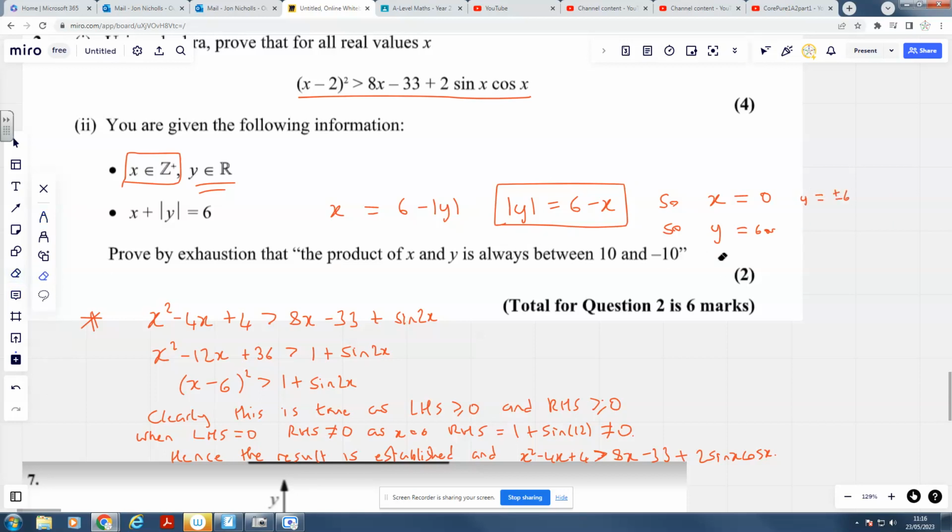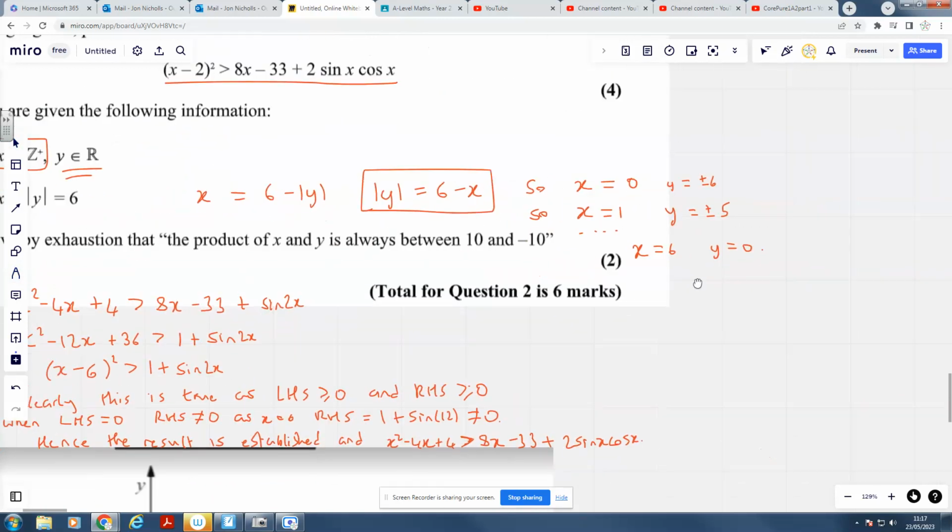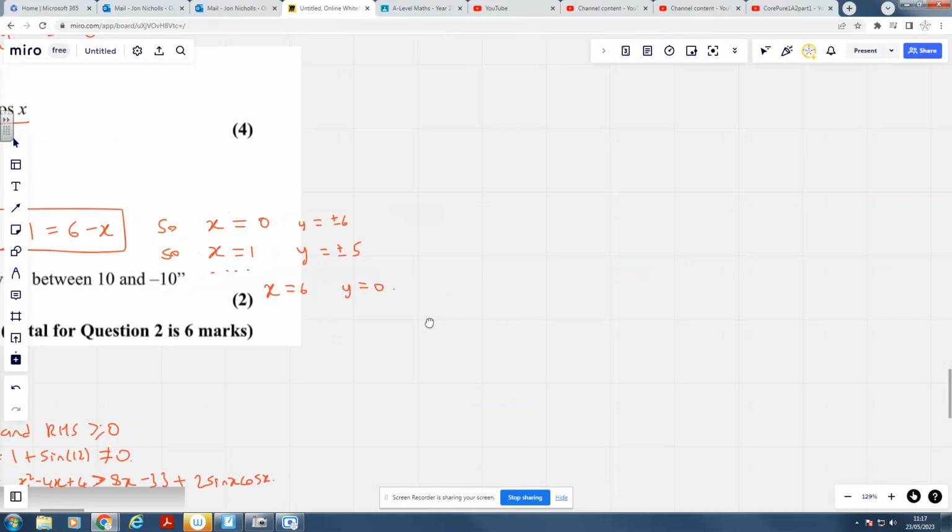x equals 1, in which case y equals plus or minus 5. And that's because if x is 1, y could be 5, but it could be minus 5 as well, because 6 minus the mod of 5 and 6 minus the mod of minus 5 is still 1. I'm going to put dot, dot, dot here, going all the way up to x equals 6, and then y equals 0. So if I'm going to do a proof by exhaustion, I just need to show that the product of these is always between 10 and minus 10.